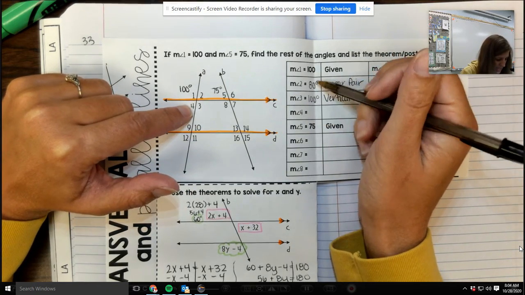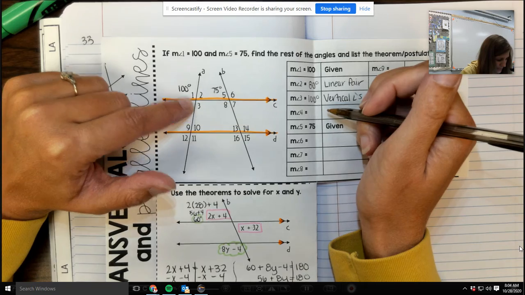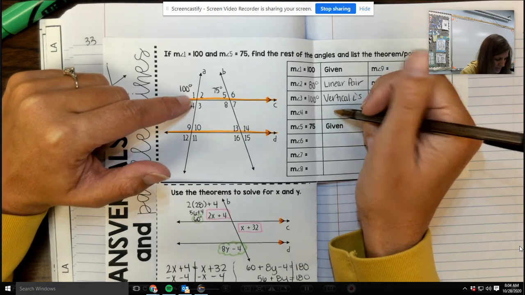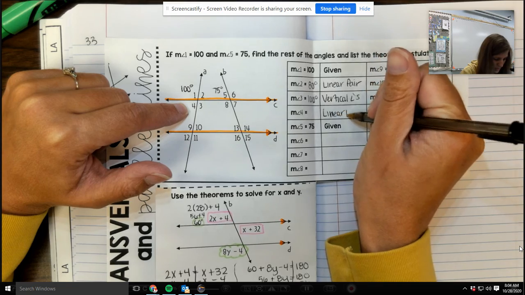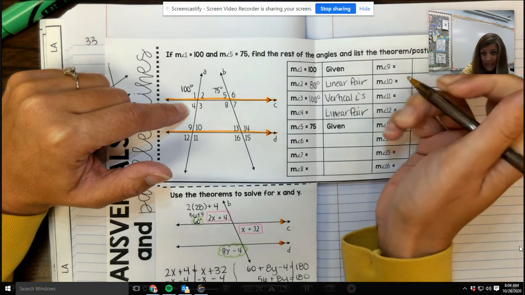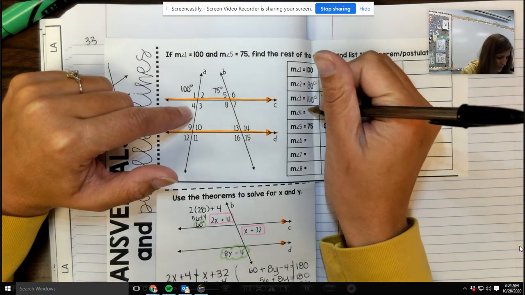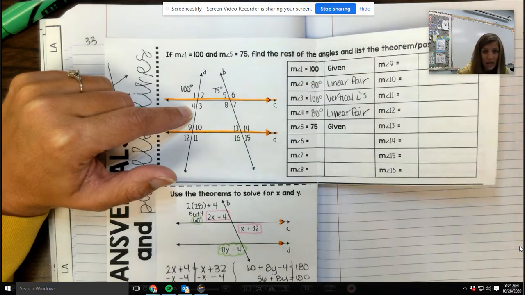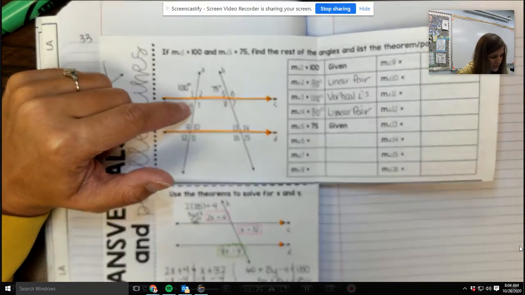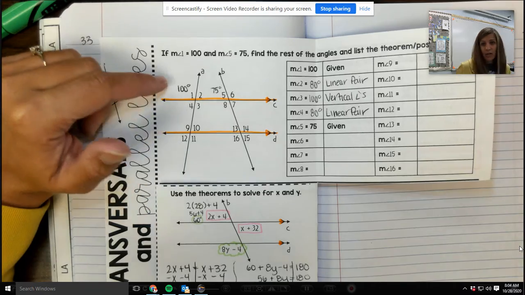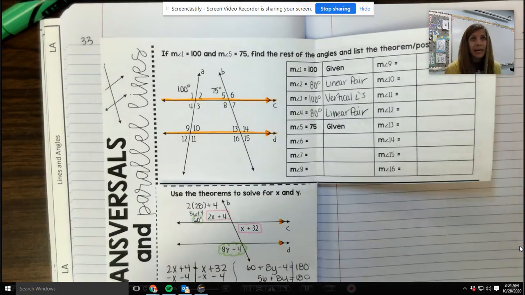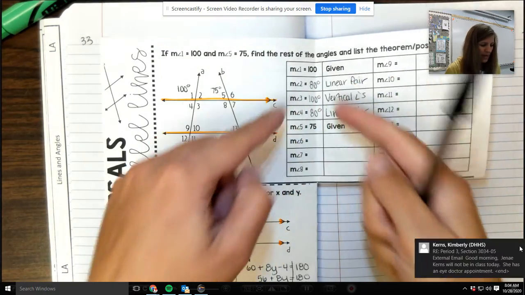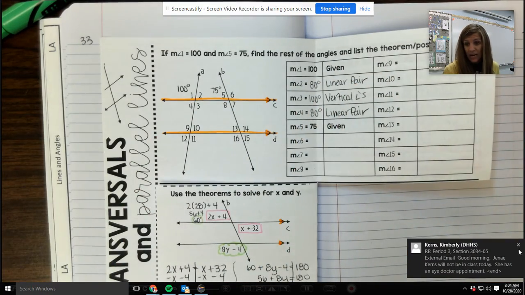Last but not least, on this little corner up here, angle 4 and angle 1 make a pair. They are a linear pair. And linear pairs add up to equal 180. So angle 4 would be 80. Now, I can also know that angle 4 is 80 because it's vertical with 2, but I'm just always referring back to 1, and it's not really wrong if you said that it was vertical, but I just always wanted to refer back to 1 because that was the angle that I knew.